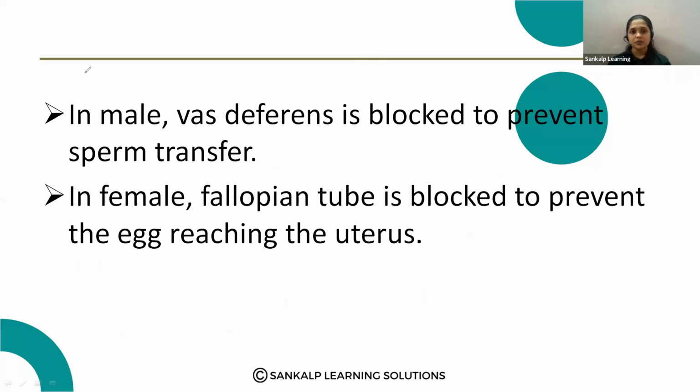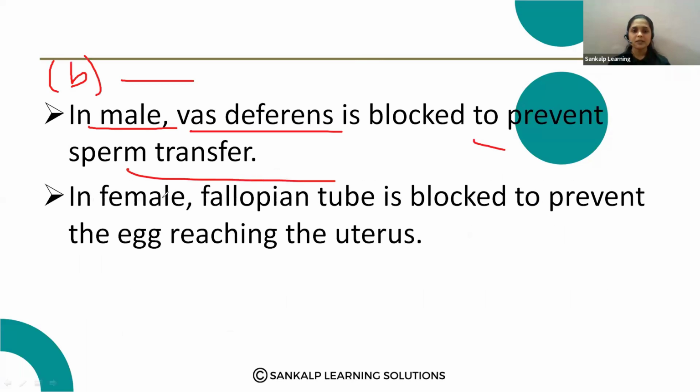In question B, surgical methods are used as contraceptive methods, right? Here, in surgical methods, the vas deferens is blocked to prevent the sperm transfer, and in the female, the fallopian tube is blocked. So both are surgical methods. It is also called vasectomy, for your knowledge purpose.